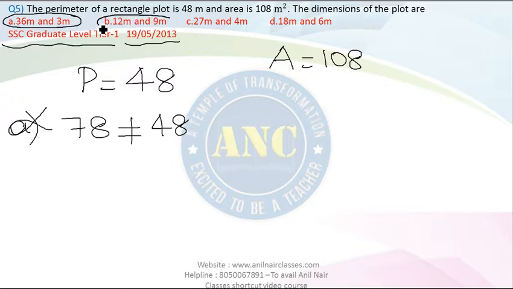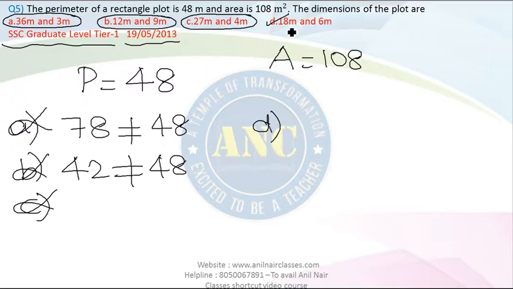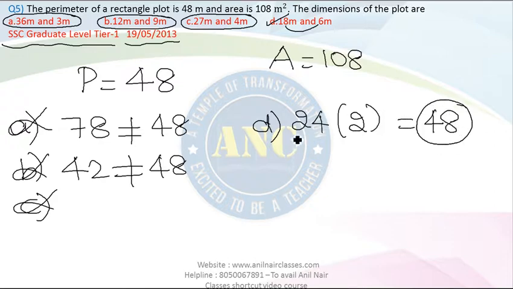Second option is 12 plus 9 is 21. Double of 21 is 42. 42 is not equal to 48. Ruled out. 27 plus 4 is 31. 31 double is 62. 62 is not equal to 48. Third option is also ruled out. Out of 4 options, 3 are incorrect. Fourth should be correct. If you want to check it out, 18 plus 6 is 24. Double of 24 is 48. And that is equal to what is given in the question also. Therefore, it is the fourth option which is correct.